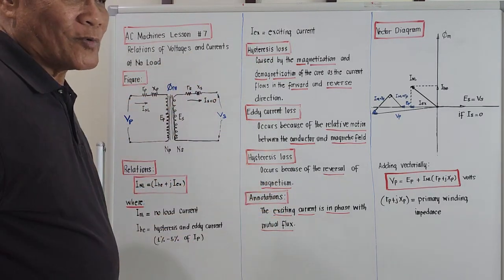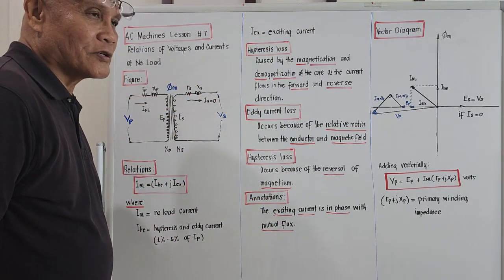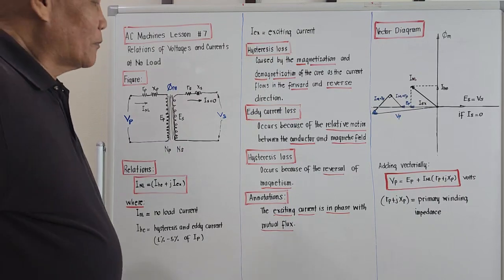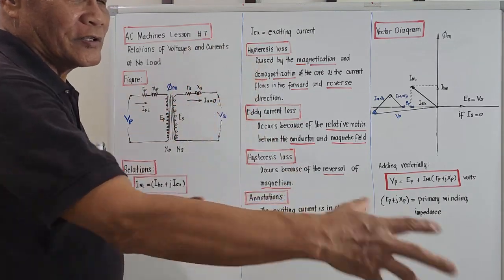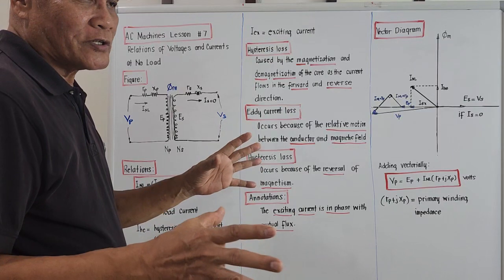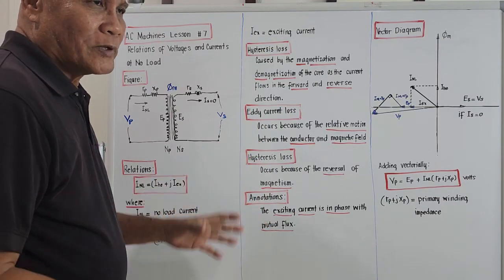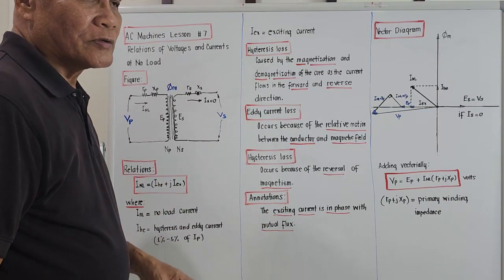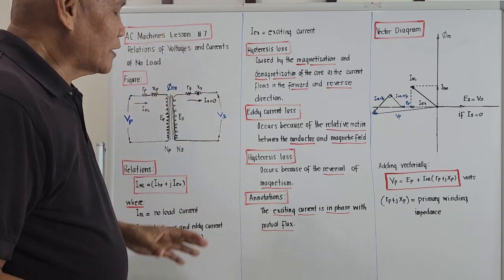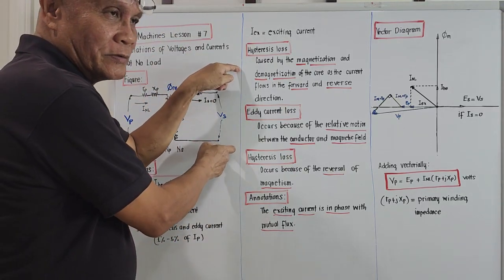That is just case number 1, because there will be other cases in which there will be load on the secondary. That's another thing. So for tonight, we will just concentrate on the voltage and current relations, okay? Considering for the meantime, there is no load on the secondary.